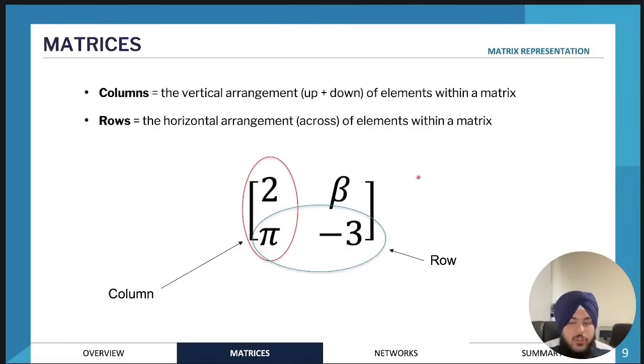A thing that students often mix up is columns and rows in a matrix. Rows are the horizontal arrangements in the matrix, whereas the columns are the vertical elements. So they go up and down for columns, and rows go horizontally, so they go across. It's really important to know this when we get to matrix arithmetic.